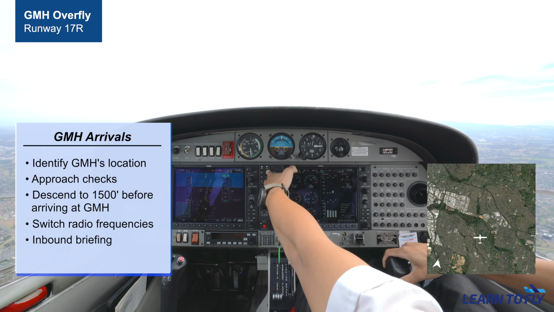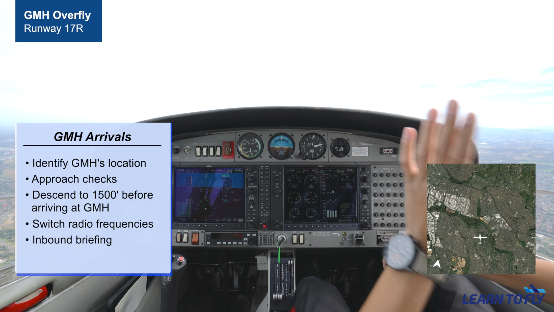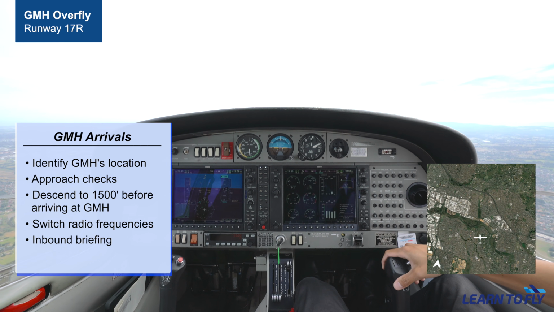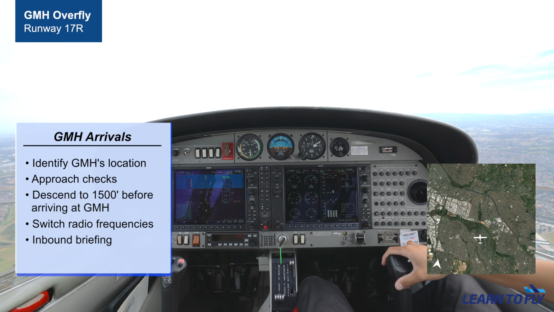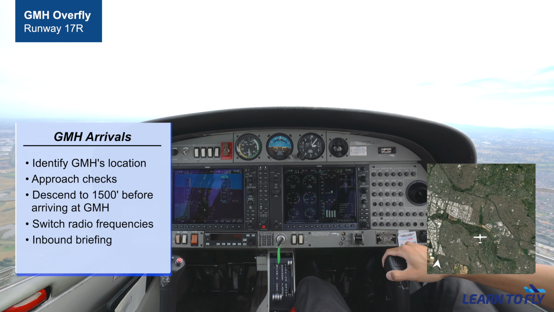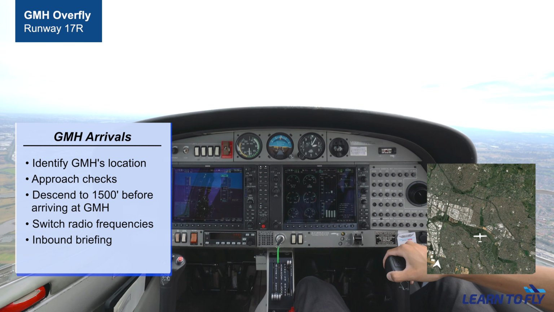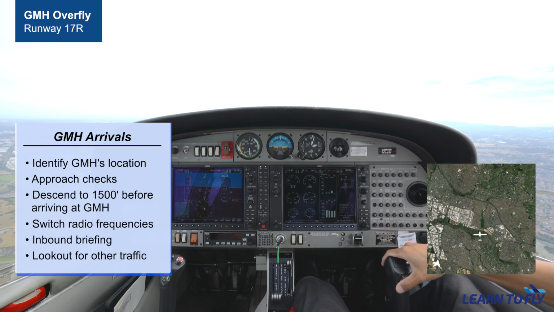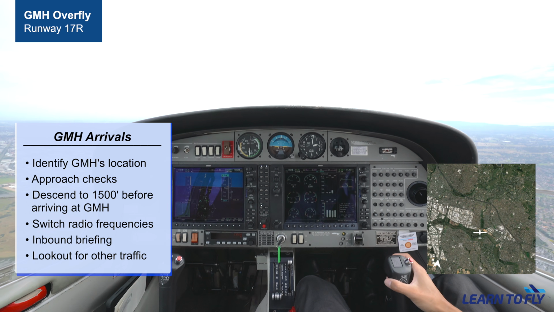When approaching GMH, let's turn off Melbourne Centre frequency 135.7. It allows us to focus on Moorabbin Tower. Also, when closing into any inbound points like Carrum or GMH, we can expect more traffic in the area, so we have to stay vigilant and maintain an effective lookout for any other traffic in the vicinity.